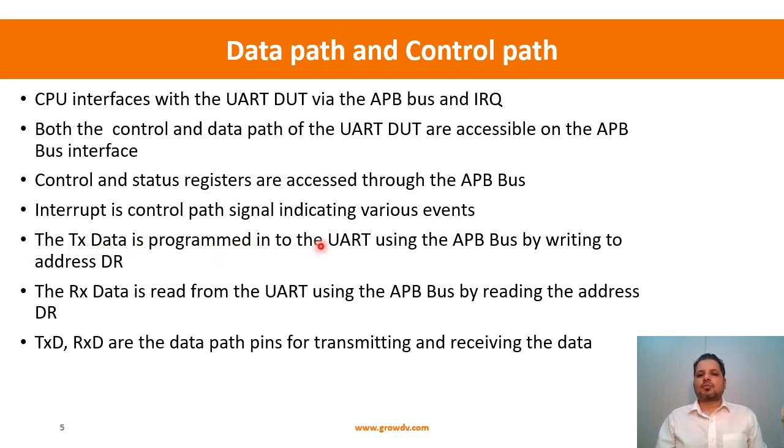And then the TX data is programmed into UART using the APB bus by writing to an address DR, the data register. So there is a common register address that has been mapped called DR, and when you write to it, it goes into the TX FIFO, and if you read the same address DR, then the data is popped from the RX FIFO. So the received data is read from the UART using the APB bus by reading the address DR. So it's the same address. If you write to it, it writes to the TX FIFO and the data gets transmitted. If you read it, it reads from the RX FIFO. If the data is available, whatever is at the head of the FIFO will be read out on the APB bus.